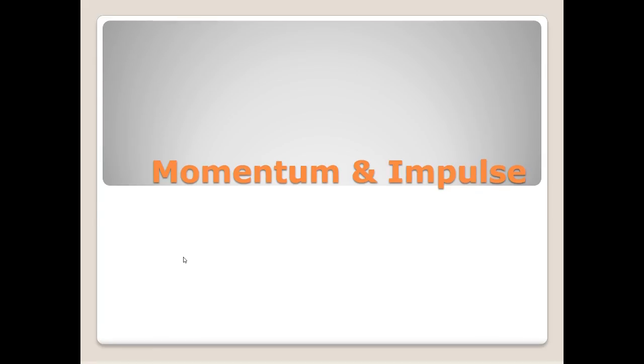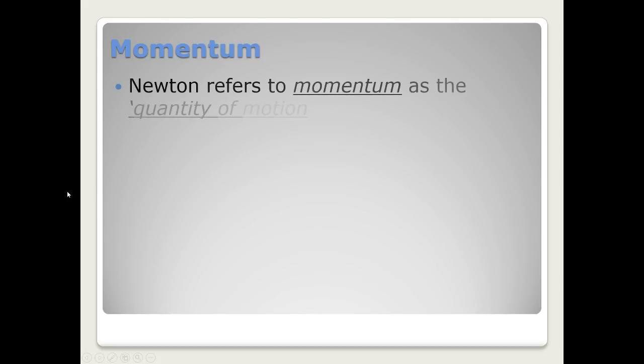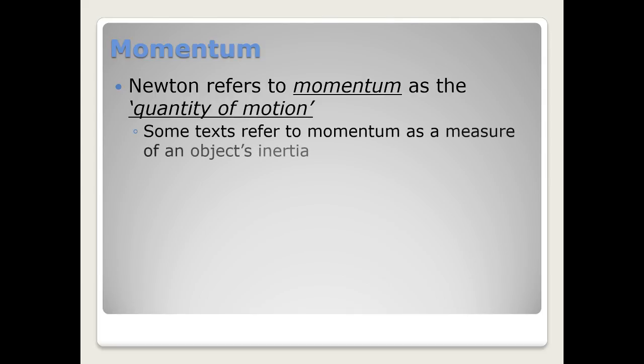Alright, so momentum, as defined by Newton, he referred to momentum as the quantity of motion. And some textbooks will refer to this quantity of motion, or refer to momentum, as a measure of an object's inertia. So it's sort of like just how much movement the object has. Now, when you think about this with examples from your own life, things with lots of momentum tend to either be very heavy or very massive, or they move very fast, or they do both.